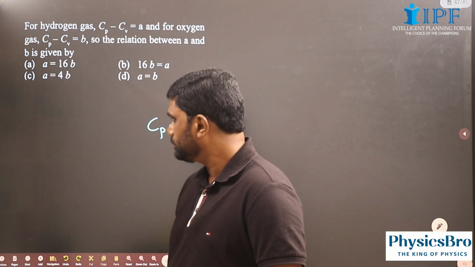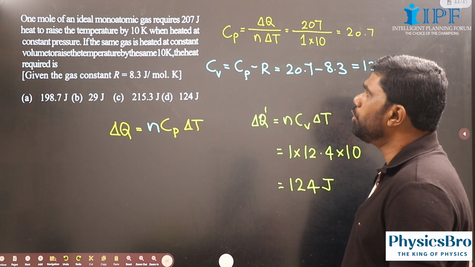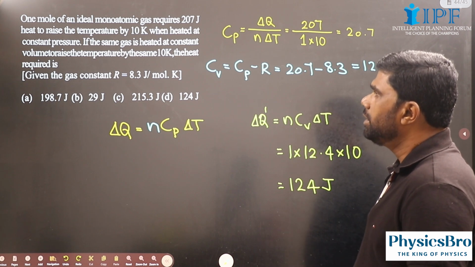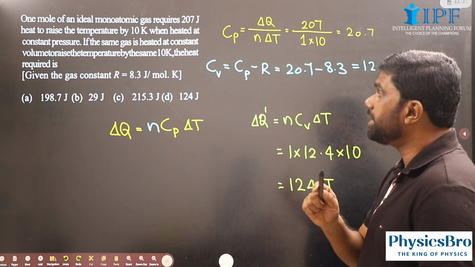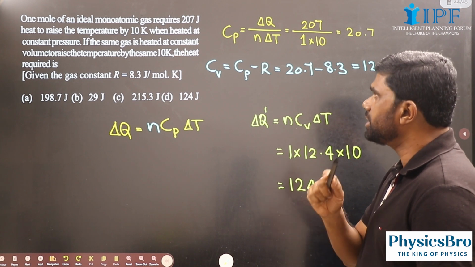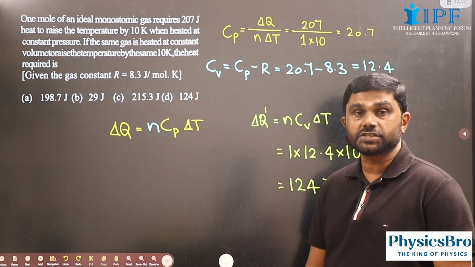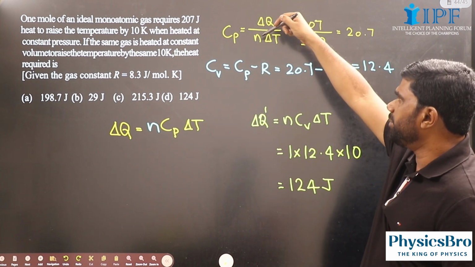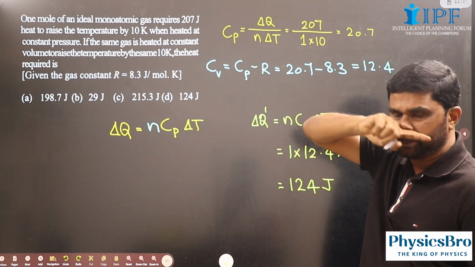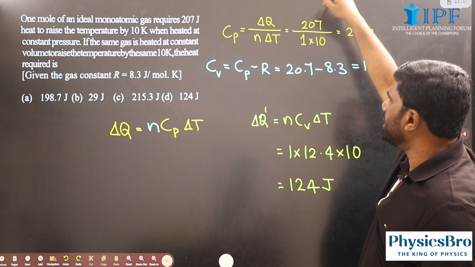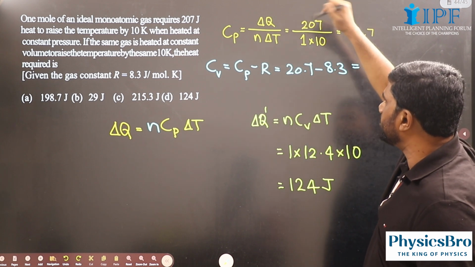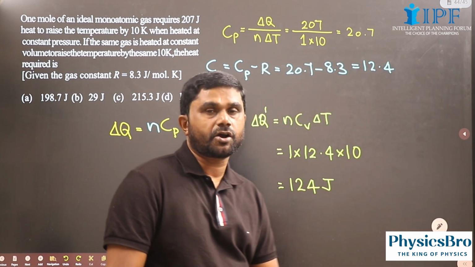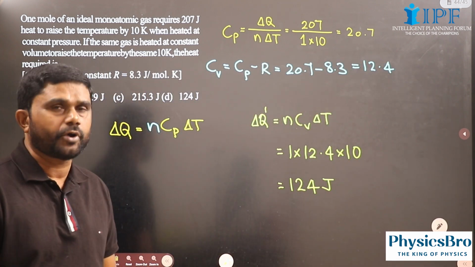Right? So 1 mole of an ideal monoatomic gas requires 207 joule heat to raise the temperature by 10 Kelvin when heated at constant pressure. See, molar specific heat capacity is delta Q heat added divided by number of moles and change in temperature. This is 207, number of moles is 1 and change in temperature is delta T. So molar specific heat capacity at constant pressure will be 20.7.